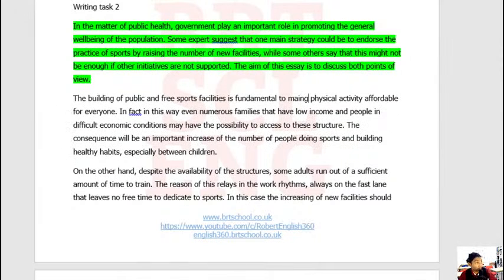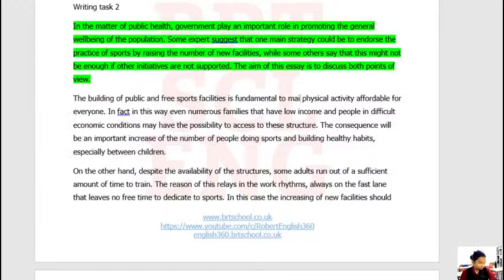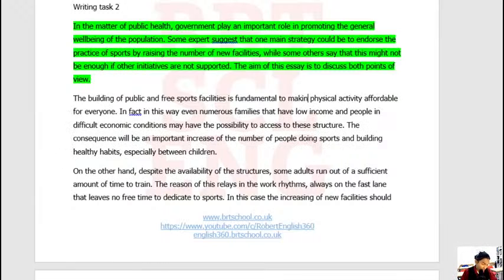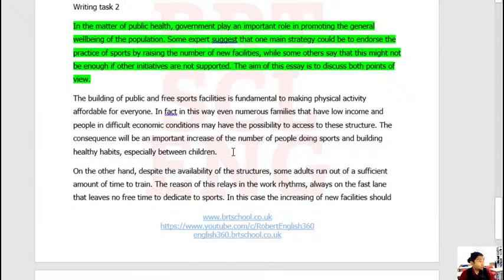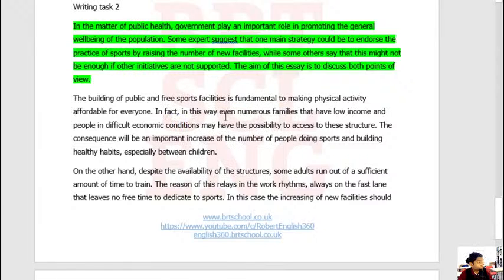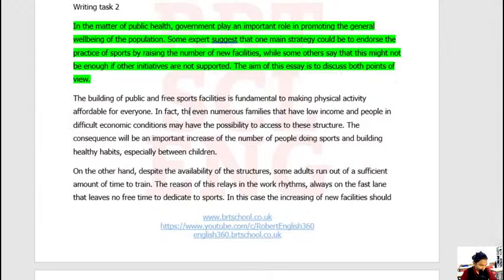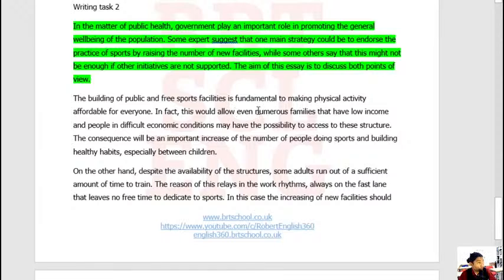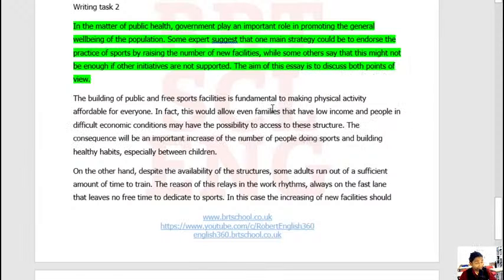English grammar can be a pain in the neck. You've got to remember every single grammatical structure. Making physical activity affordable for everyone. Correct. In fact, comma, this would allow even numerous family. No, I think she means. Oh, by now you know it's a girl, right? I've said she so many times.